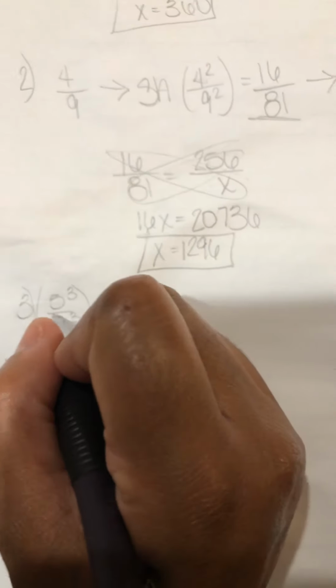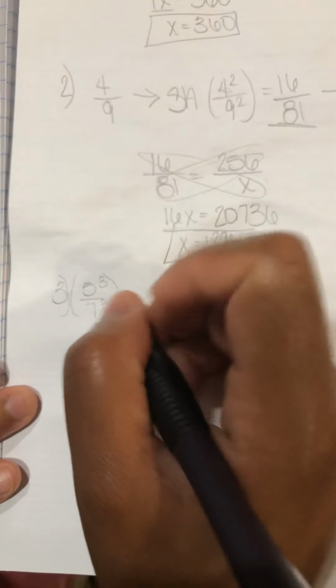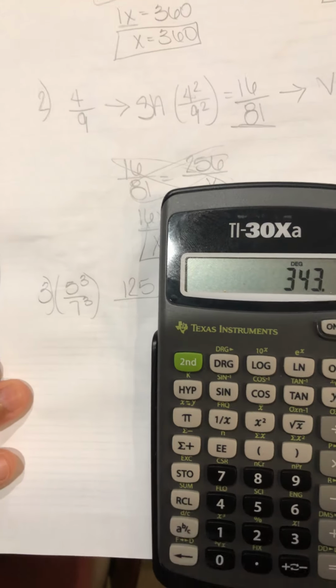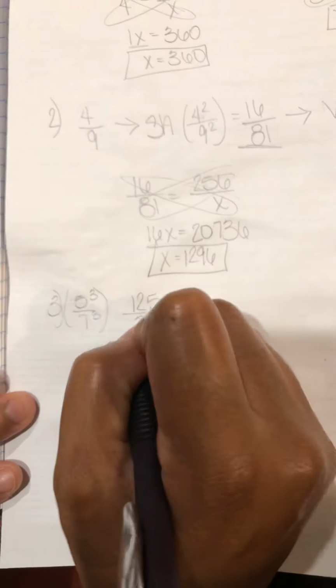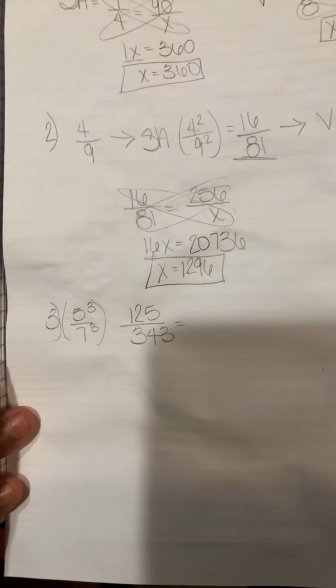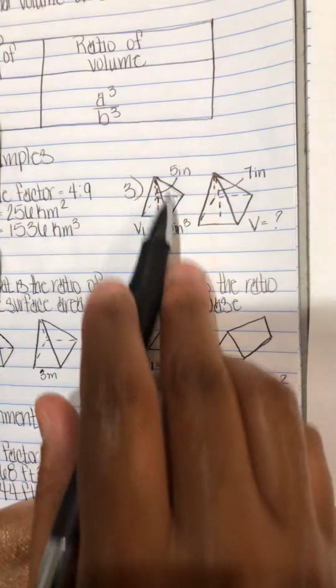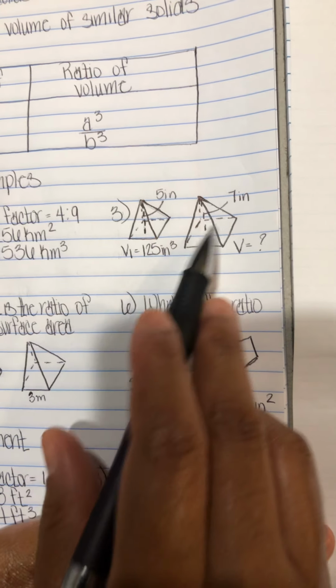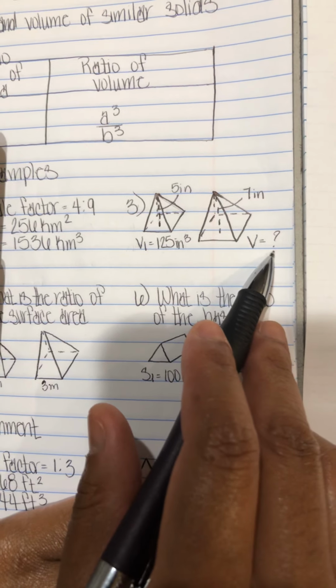So 5 times 5 gives me 25. 25 times 5 gives me 125. 7 times 7 gives me 49. 49 times 7 gives me 343. Now, remember again, they put the 5 with this volume of 125. So I'm going to do that. The 7 goes with x because that's what we're looking for. So I'm going to put 125 over x.